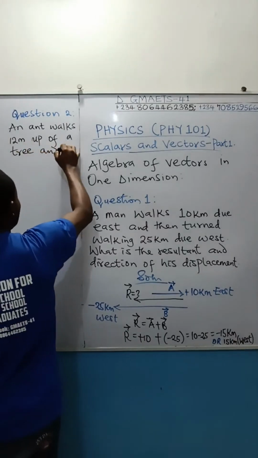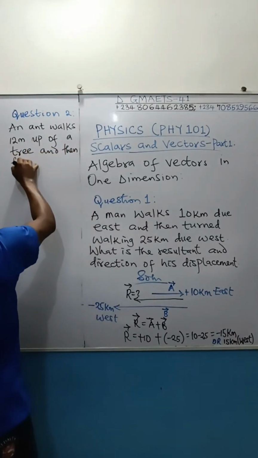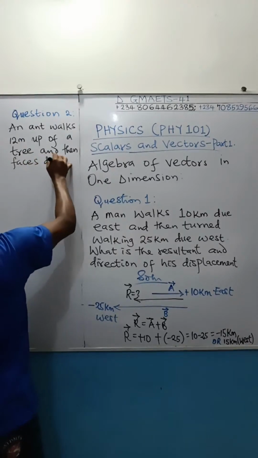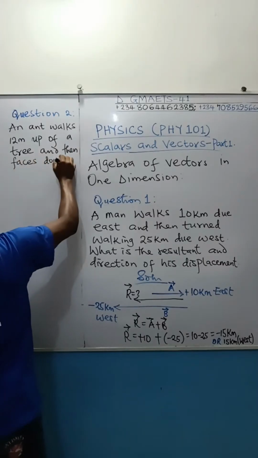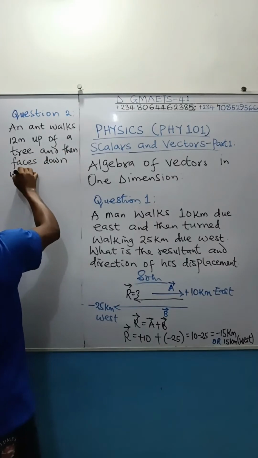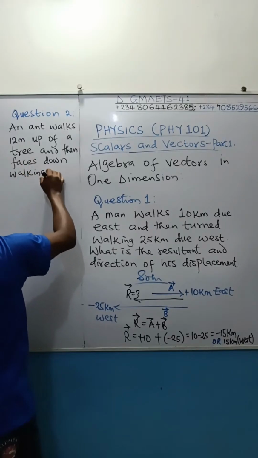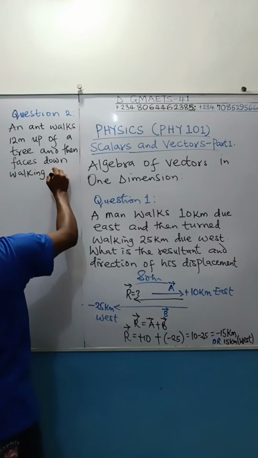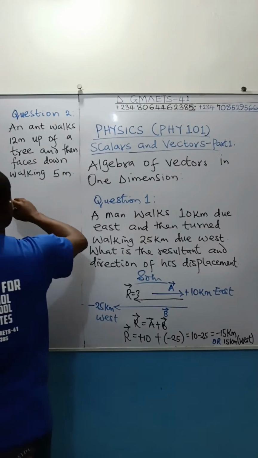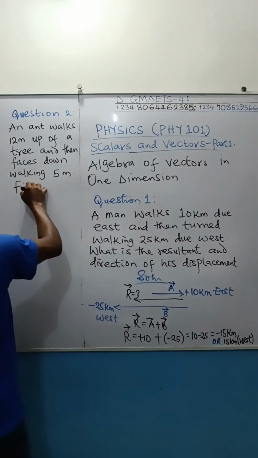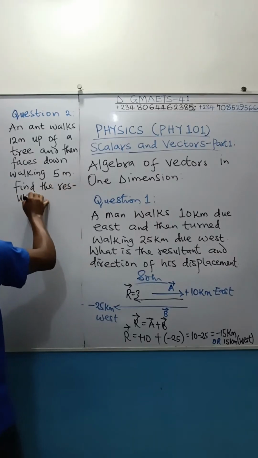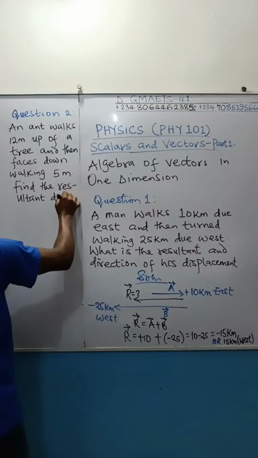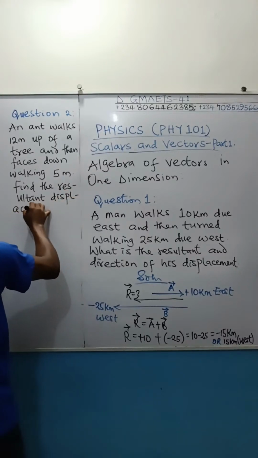and then faces down, okay, walks, all right, and then faces down, walking 5 meter. First stop. Find the resultant displacement, or simply find the displacement of the ant.